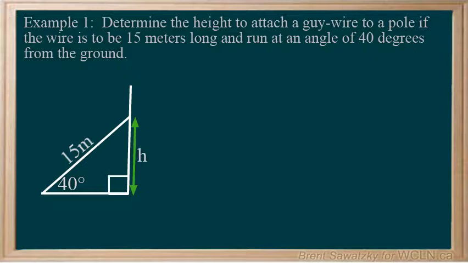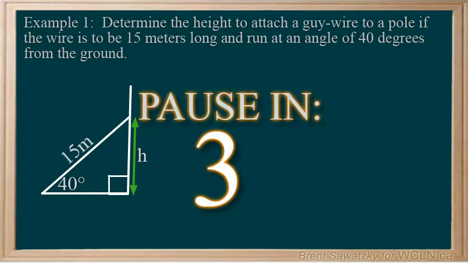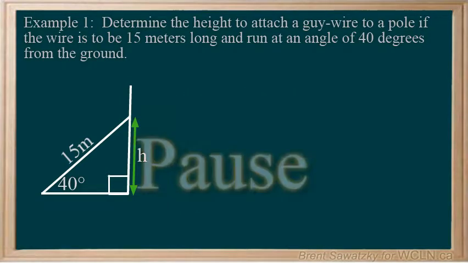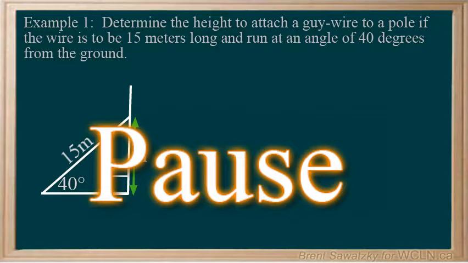So we have all of our info shown on our triangle, and let's identify the sides so we know which ratio we're going to need. Pause the video and identify the hypotenuse, the opposite, and the adjacent sides. Pause now. Let's see if you're right.